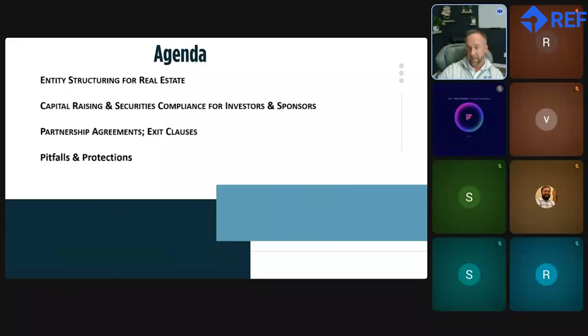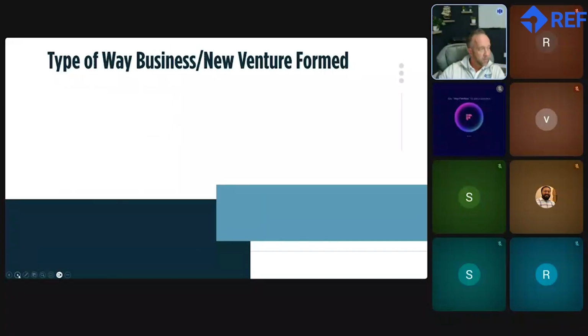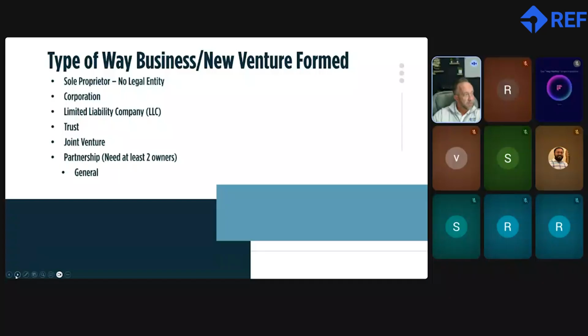A couple of things we're going to talk about today are the entity structuring for real estate, capital raising and securities compliance, partnership agreements, exits, pitfalls, and protections, to give everyone an overview of some of the things that you may want to be thinking about when you're working in the real estate space. So in terms of ways that new businesses or new ventures are formed, there are a number of different ways. A sole proprietor is basically I go out and I buy a piece of real estate and start renting it.